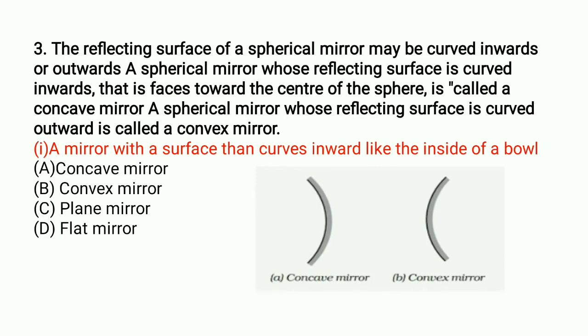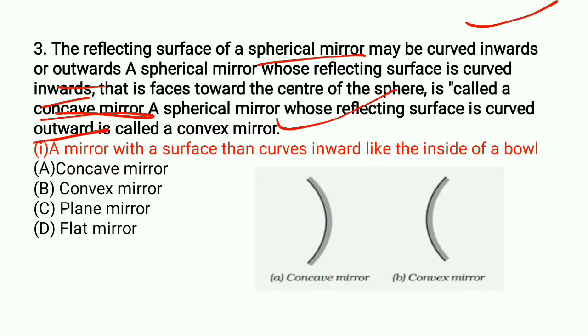Next question. The reflecting surface of a spherical mirror may be curved inwards or outwards. A spherical mirror whose reflecting surface is curved inwards, that is, faces towards the center of curvature, the center of the sphere, is called a concave mirror, right? A spherical mirror whose reflecting surface is curved outwards is called a convex mirror.